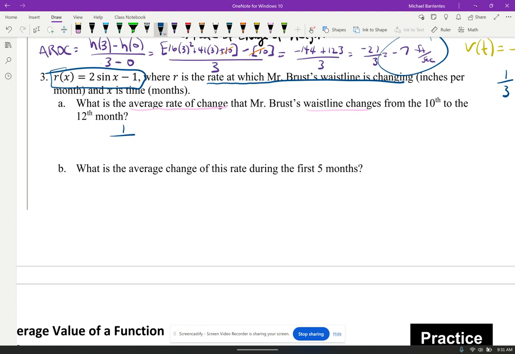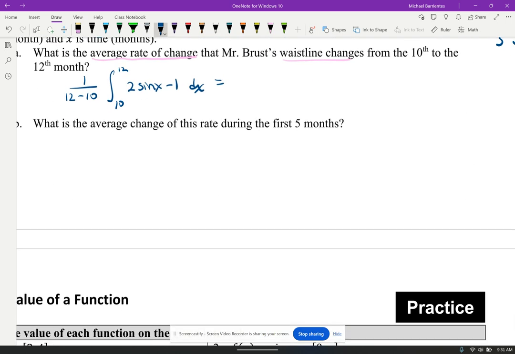So that's going to be 1 over 12 minus 10 times the integral from 10 to 12 of 2 sine x minus 1 dx. This is what I'm going to need to find, and I'm going to use my calculator to figure that out. Now that I've read the directions and know that I can use my calculator.